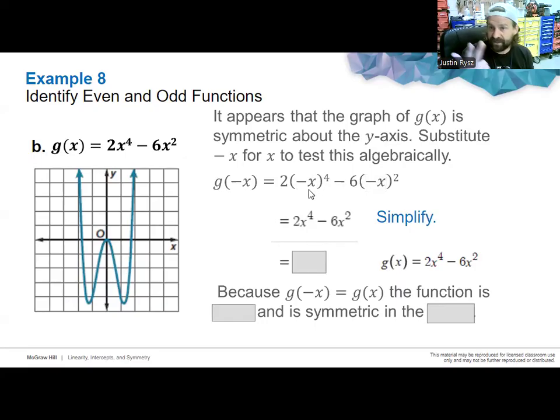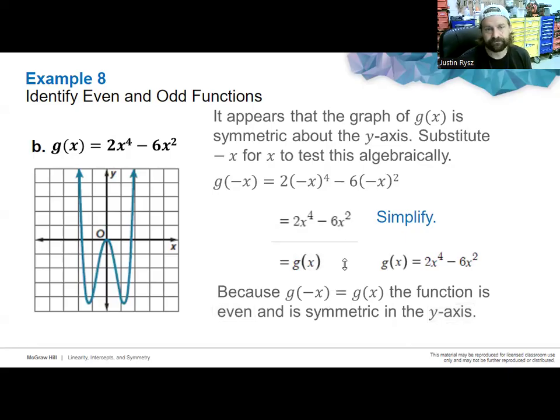A negative times a negative times a negative times a negative basically becomes a positive. So this negative x to the fourth power just stays positive, x to the fourth power. And the negative 6 times negative x squared, negative times a negative is a positive, that stays a positive. So if we look at that, that is the exact same equation we started with. It did not change, even though we made it a negative x. Since when we plugged in the negative x it remains the same, this function is even, and it's symmetric across the y-axis.